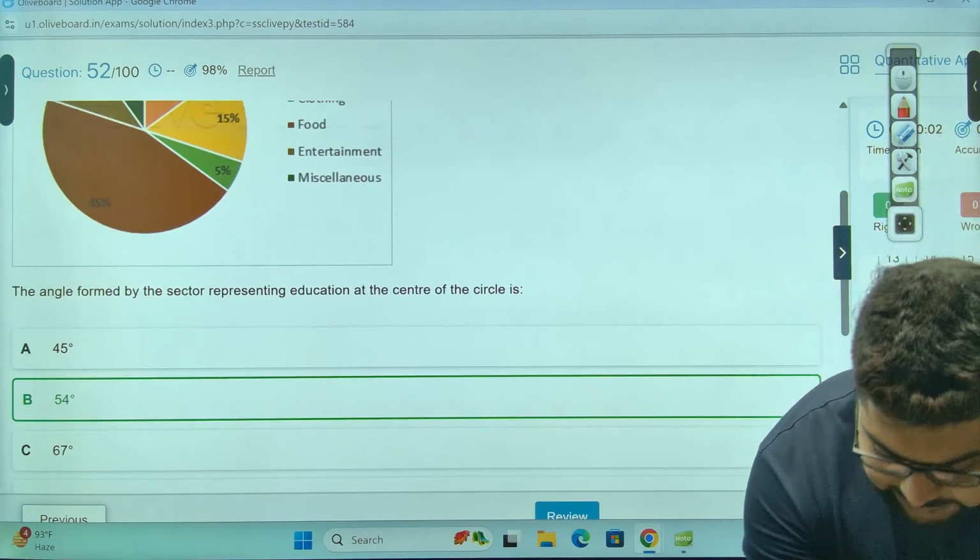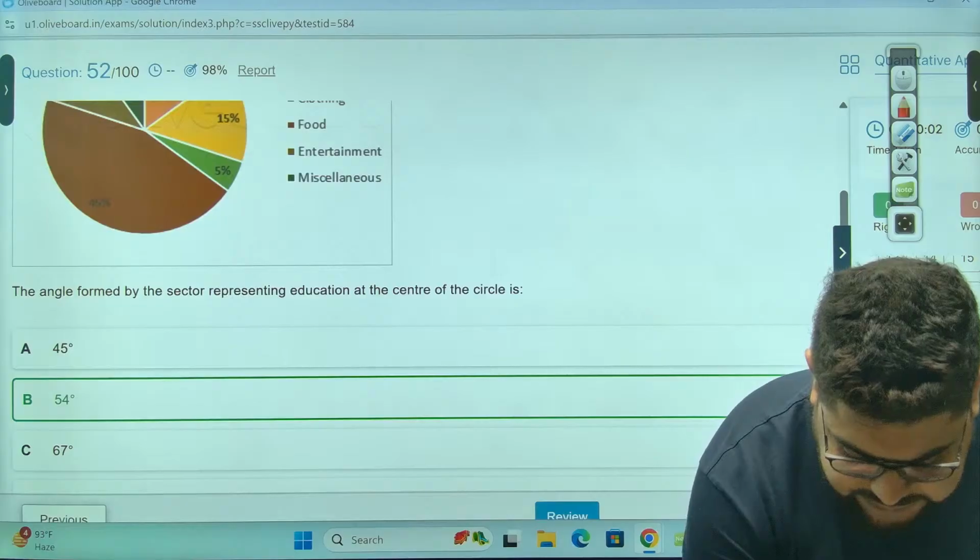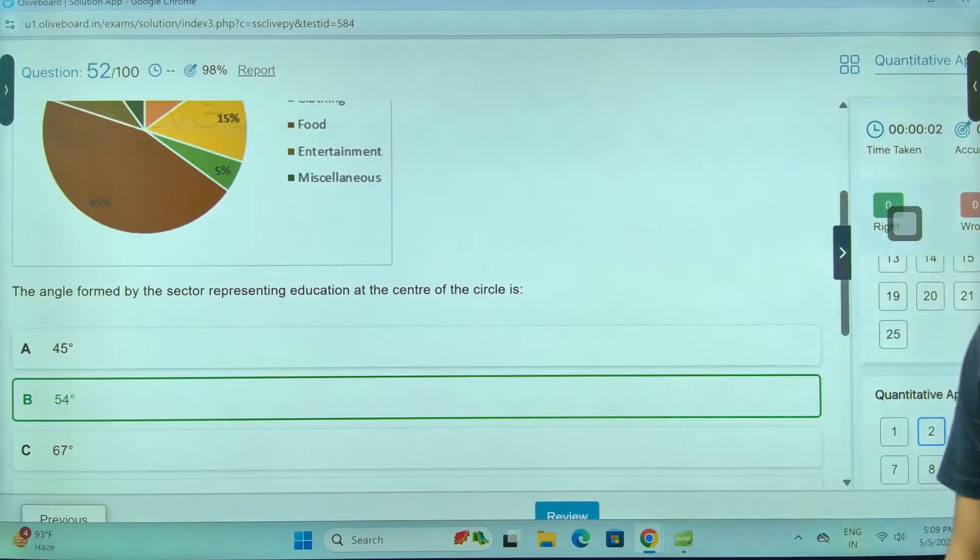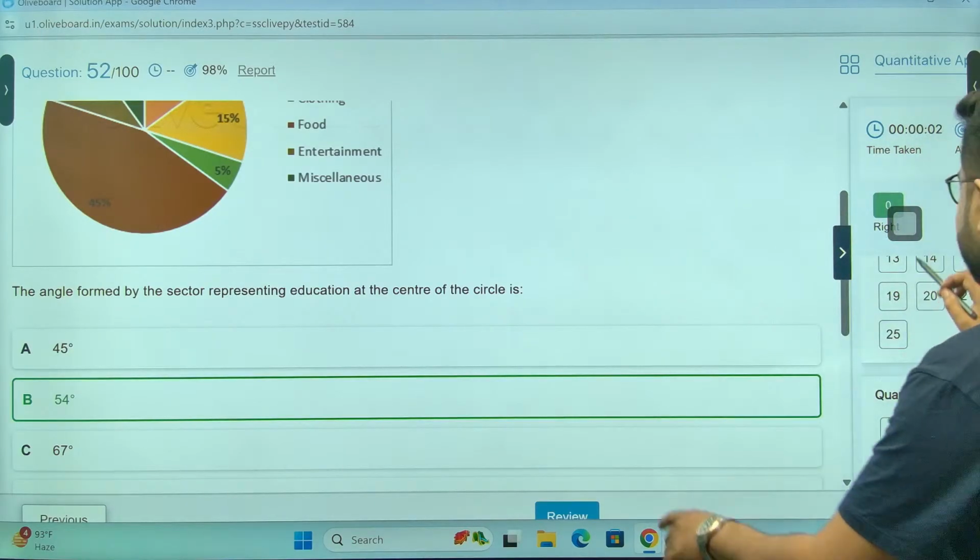Yes, Reena, Kamal, absolutely correct. You guys are 100% correct. Next one, sir.